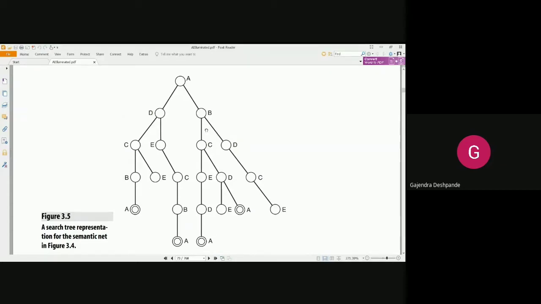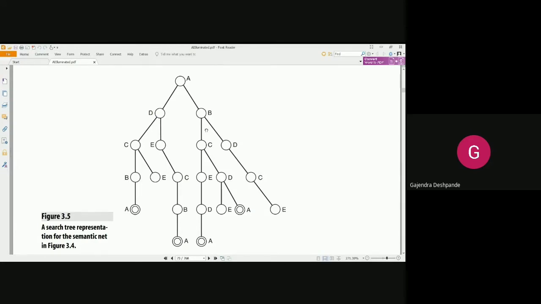So here you can see, in this diagram A is the root node, that means we are going to start from the root, or node A. Then at the end you can see some leaf nodes. Some nodes are represented using a double circle and some nodes using a single circle. The nodes represented using a double circle are the goal nodes.